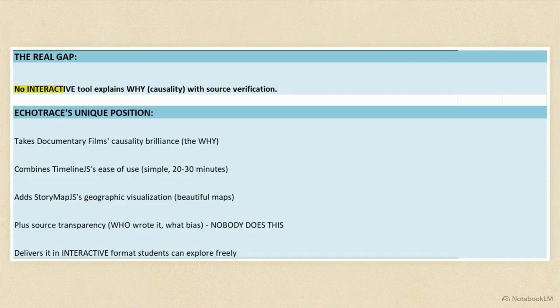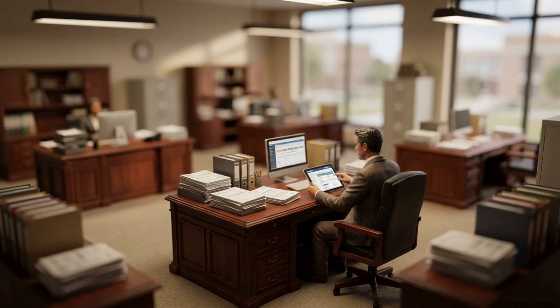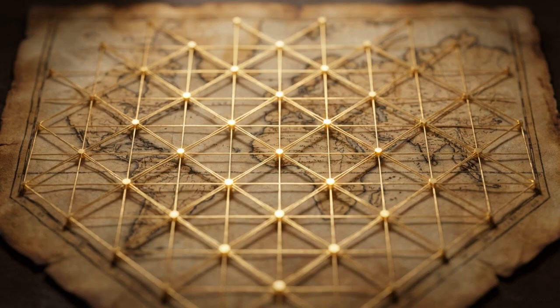This matrix shows how EchoTrace fills the gap. It is the only interactive tool that integrates spatial reasoning, temporal navigation, and multi-perspective source transparency in a single engine. Universities spend $347 million annually on digital history tools that do not solve this problem. EchoTrace captures this market by providing a framework that makes historical cause and effect visible.